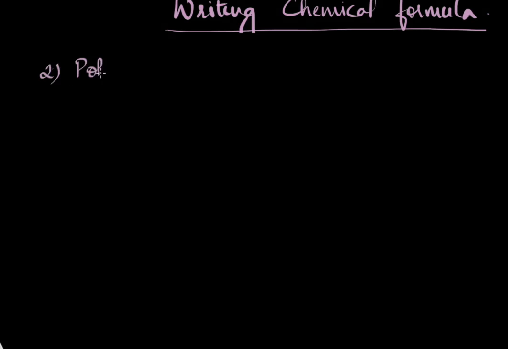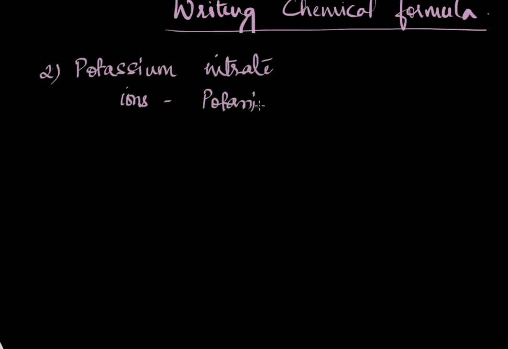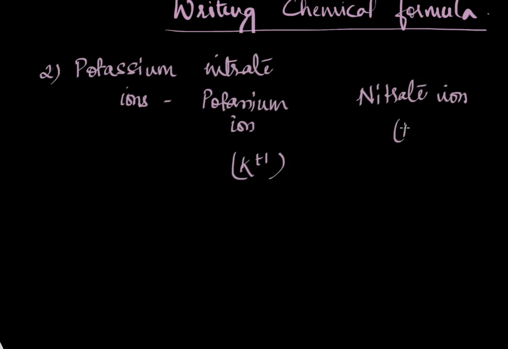Let's take potassium nitrate. Potassium nitrate consists of the ions potassium ion, which is K+1, and you have the nitrate ion, which is written as NO3 in brackets and having an overall charge of -1.